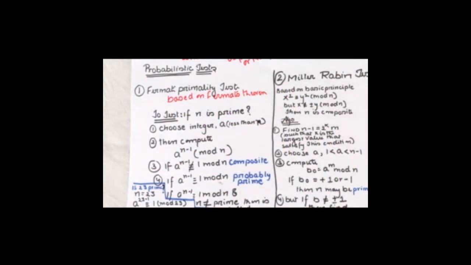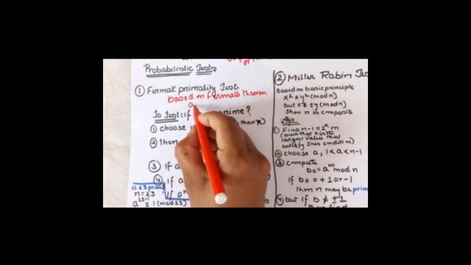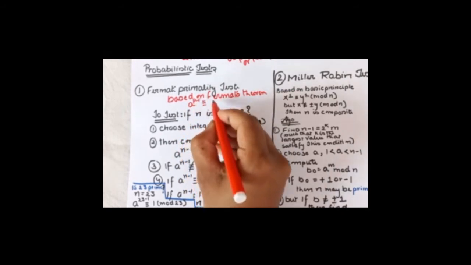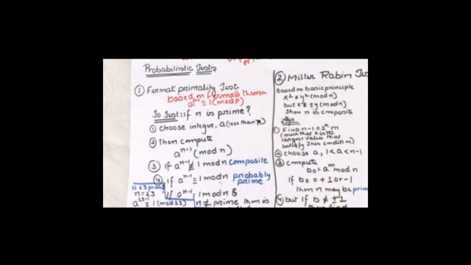I hope you remember Fermat's theorem. Fermat's theorem was, right, a to the power p minus 1 congruent to 1 mod p. That is Fermat's theorem, where p is a prime number and a and p both are relatively prime. If you remember, GCD of a and p is equal to 1. Therefore, you can say that they are relatively prime. I've already taught you this in lecture number 3. Okay, so we'll be using this theorem for a probabilistic test of prime numbers.